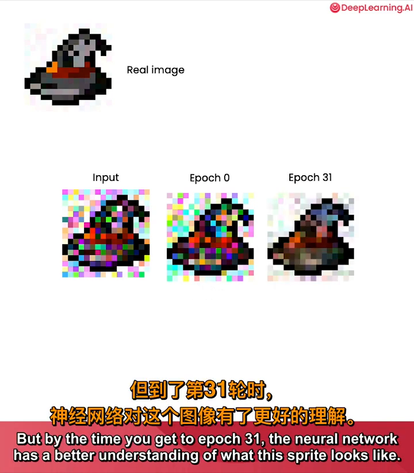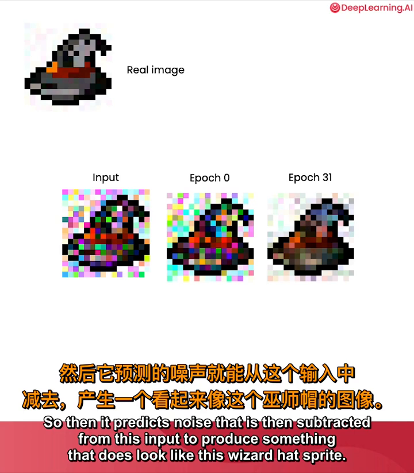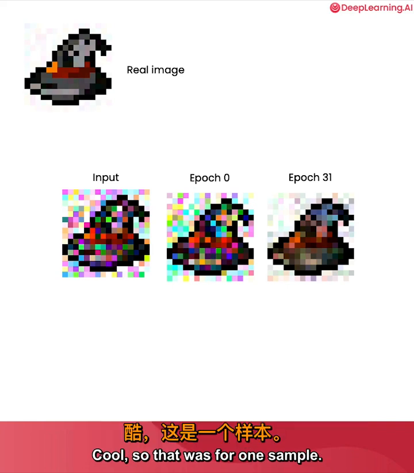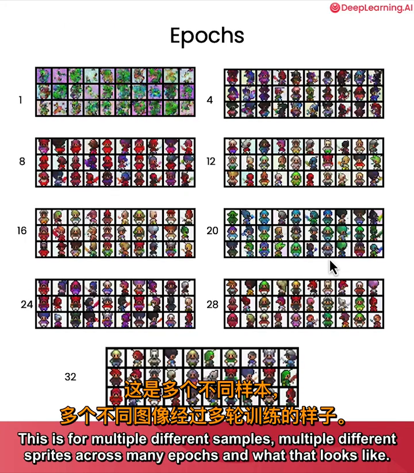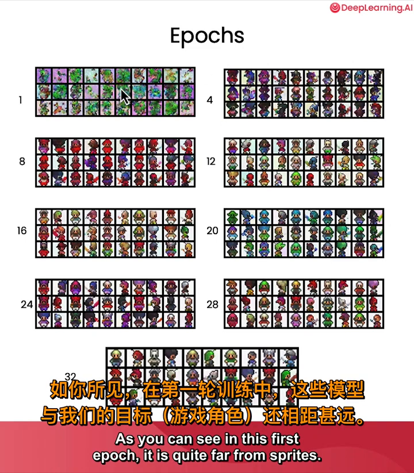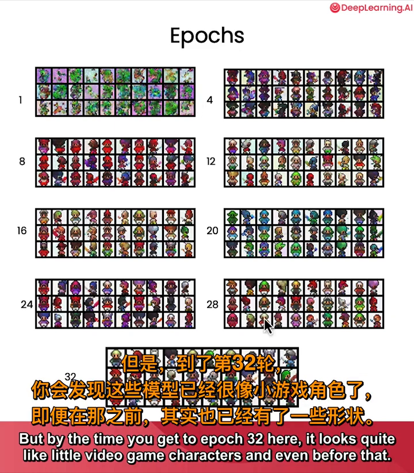But by the time you get to epoch 31, the neural network has a better understanding of what this sprite looks like. So then it predicts noise that is then subtracted from this input to produce something that does look like this wizard hat sprite. Cool, so that was for one sample. This is for multiple different samples, multiple different sprites across many epochs and what that looks like. As you can see in this first epoch, it is quite far from sprites, but by the time you get to epoch 32 here, it looks quite like little video game characters, and even before that.